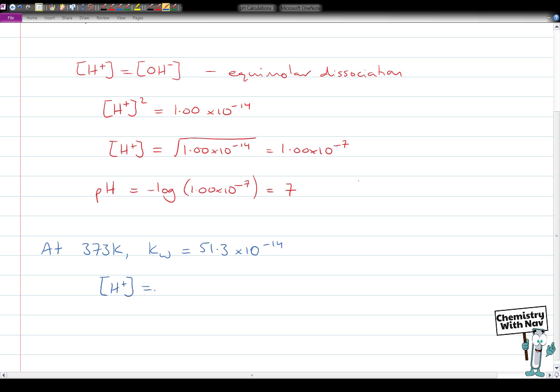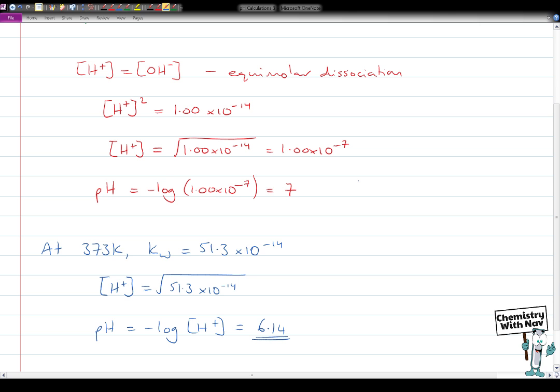[H+] is equal to the square root of 51.3 times 10 to the minus 14, which means that pH is equal to the negative log of that, which happens to come to 6.14. Now, we know that water dissociates into H+ ions and OH- ions. It has to be an equimolar dissociation.